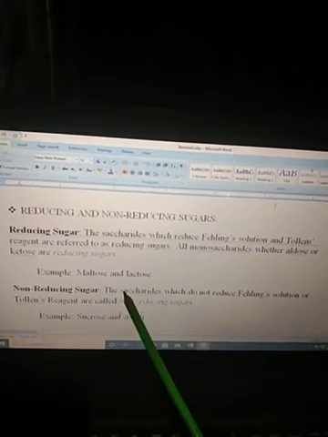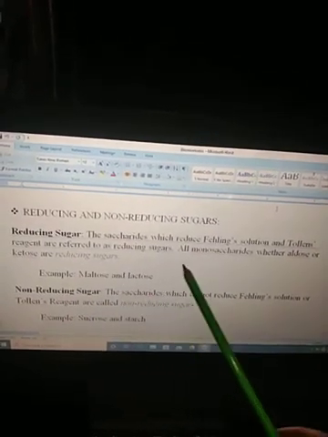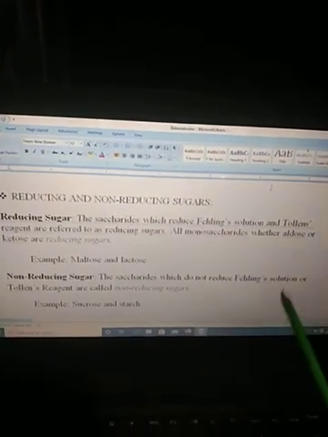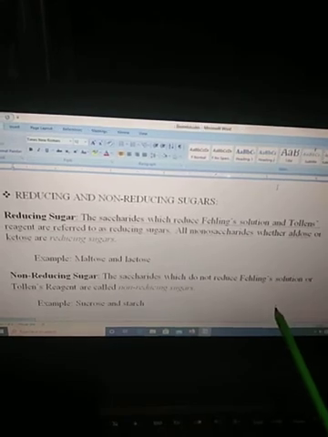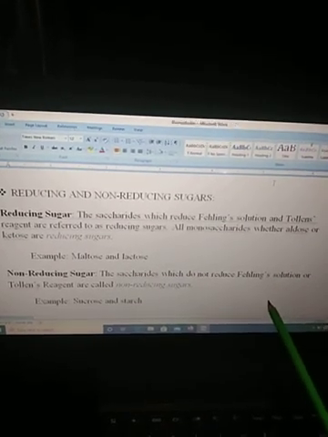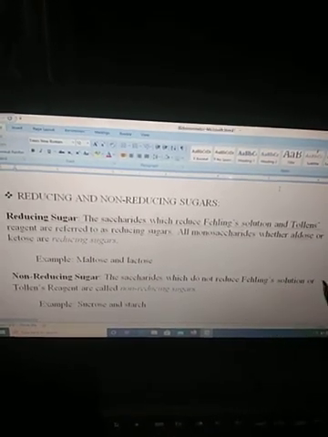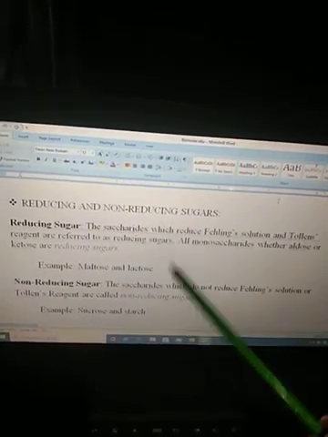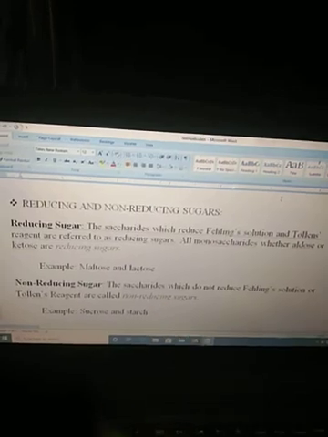Next is non-reducing sugar. The saccharides or carbohydrates which do not reduce Fehling's solution or Tollens' reagent are called non-reducing sugars. So Fehling's solution and Tollens' reagent: if they reduce, reducing sugar. If they don't reduce, non-reducing sugar. Examples are sucrose and starch.